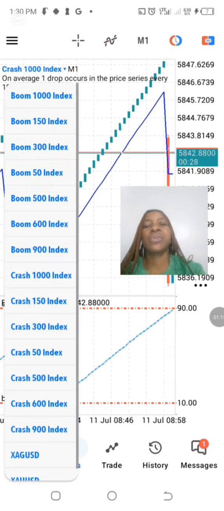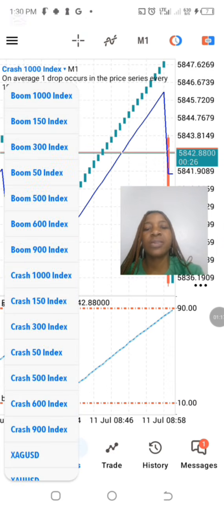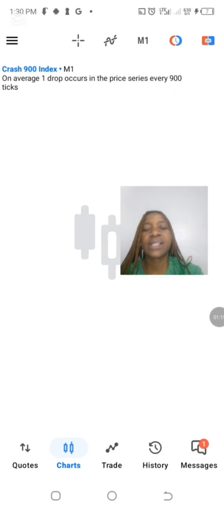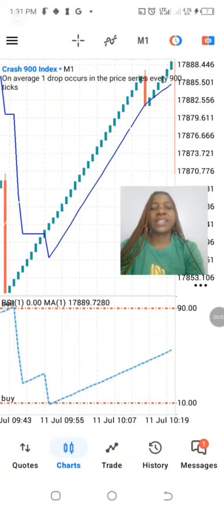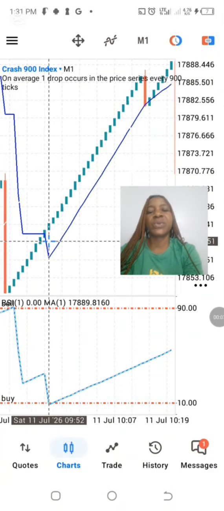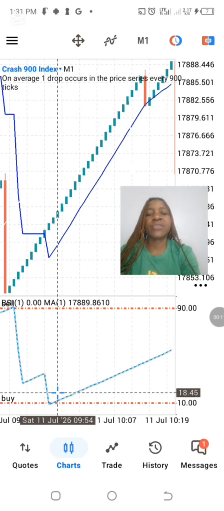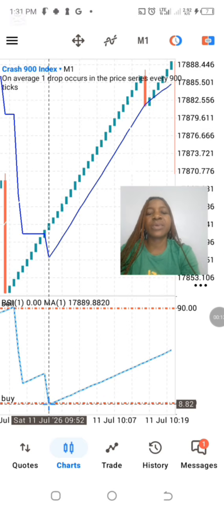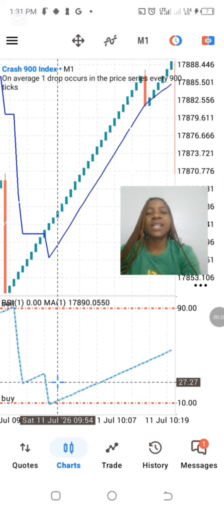So let's move on to crash 900. Let's go to crash 900 and see if our strategy is also effective there. We are now in crash 900, and here's another perfect entry position. As you can see, the Ichimoku has crossed below the candlestick or the price on the main chart, and here we have confirmation on our indicators window as the moving average has reached level 10 of our RSI. We enter, we buy. This is now crash 900, and you take your 10 candles.